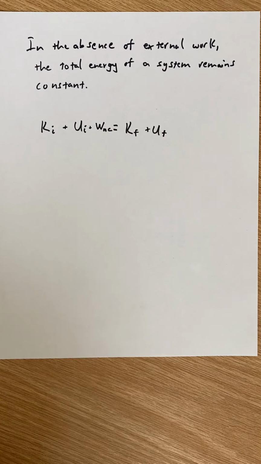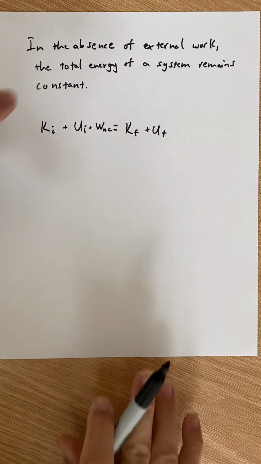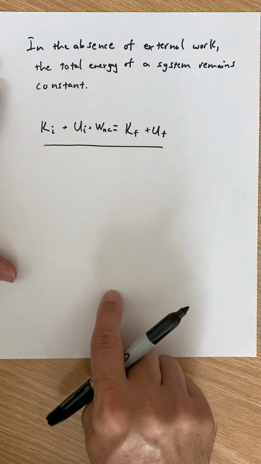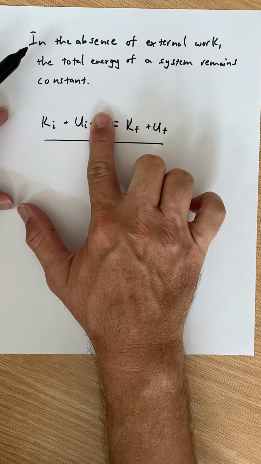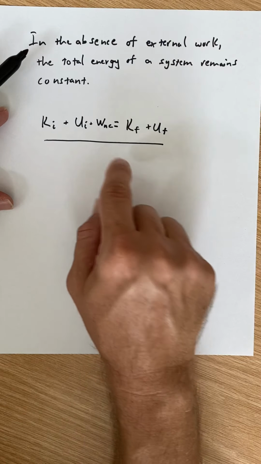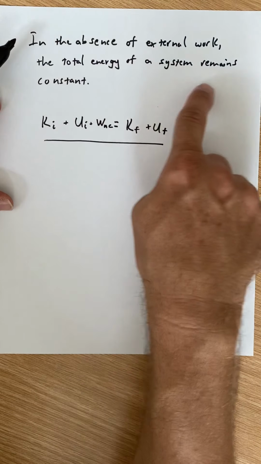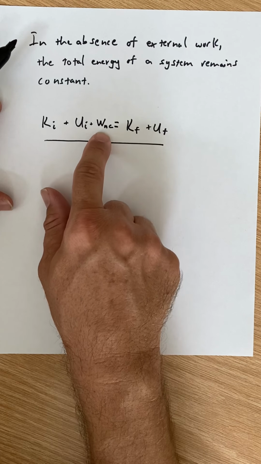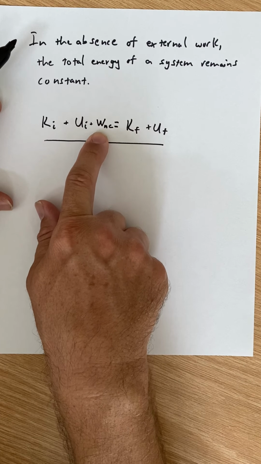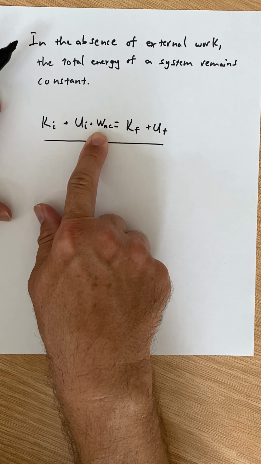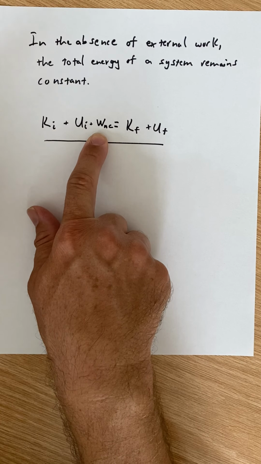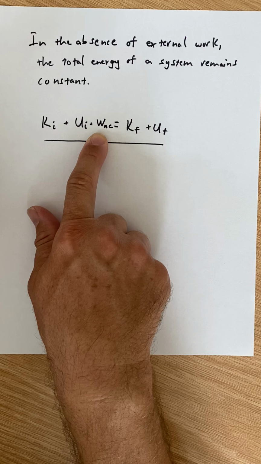So this is the mathematical statement of this English statement. The absence of external work is taken into account if this term is 0. The presence of external work, of course, means that the total energy of the system does not remain constant, which is what happens when this term is non-zero. So we're going to see some examples in which this term is 0, in which this term is non-zero, to try to get an intuition for how to solve problems using energy considerations and how that works.